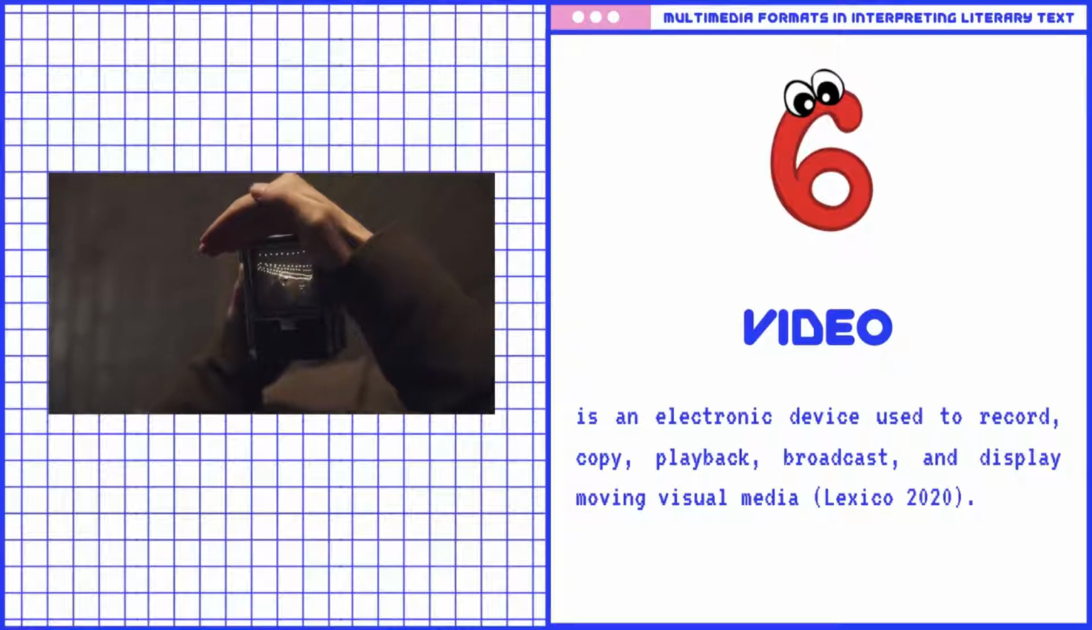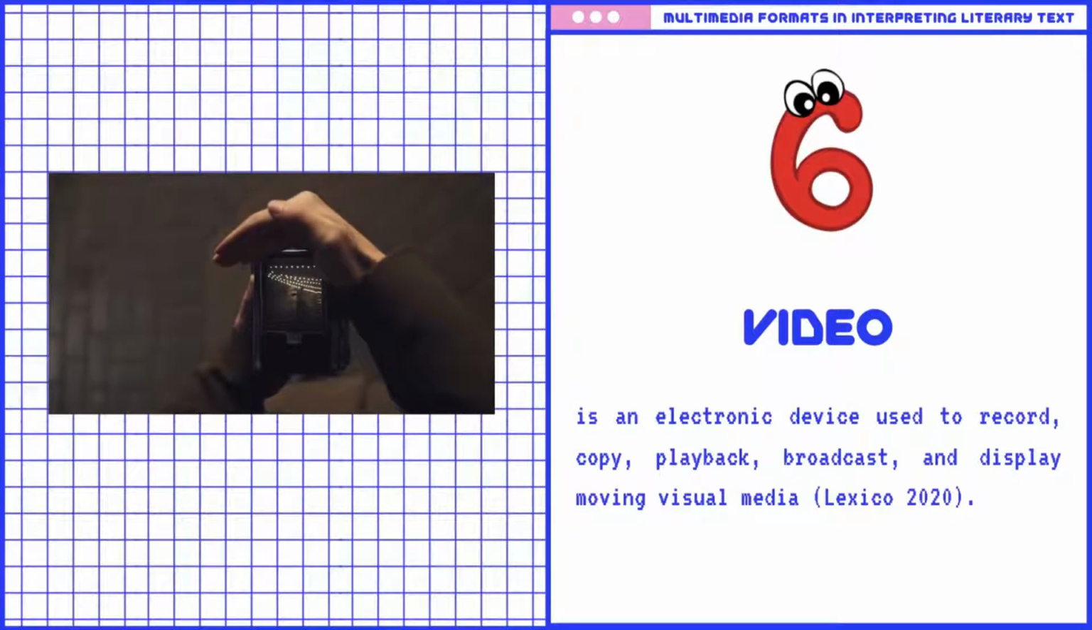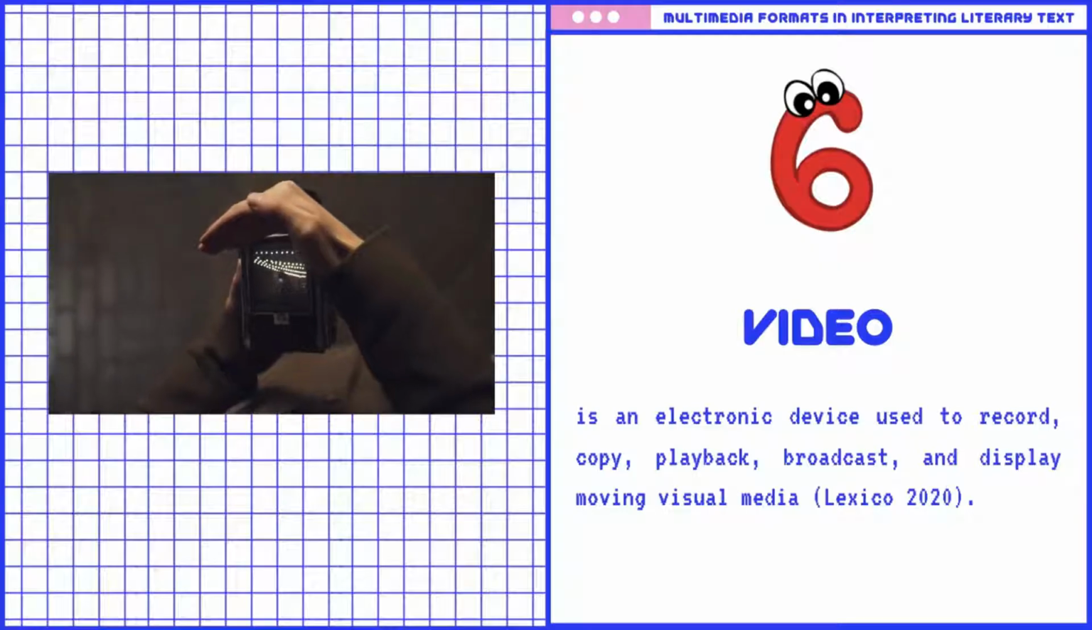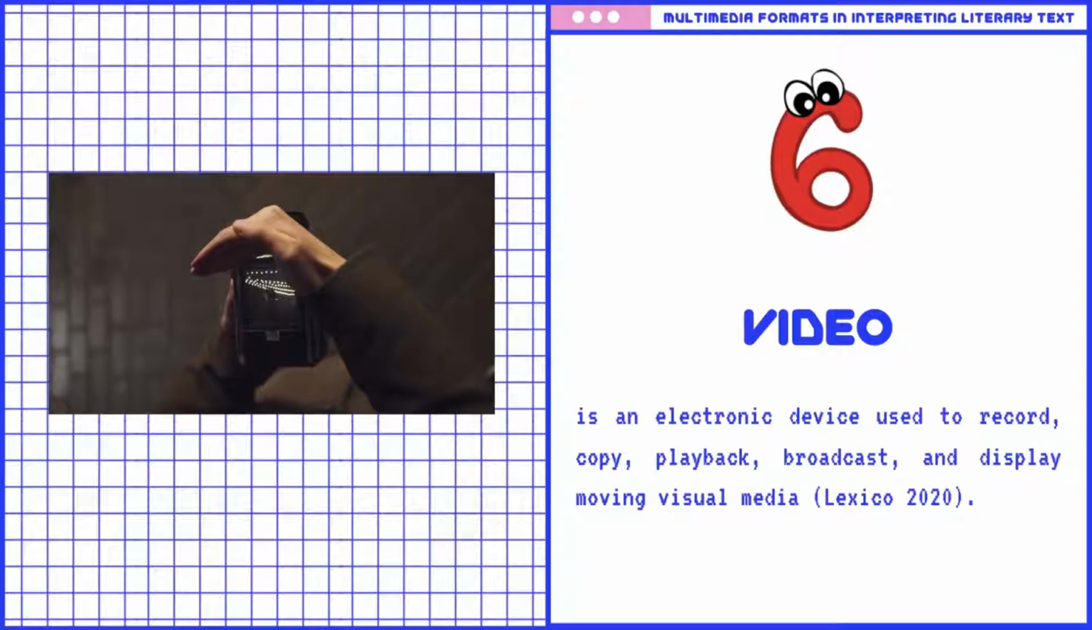Last but not the least, number 6, video. It is an electronic device used to record, copy, playback, broadcast, and display moving visual media. So simply, what you view right now is a kind of video. Any moving material that was recorded, copied, played back, or broadcasted is a form of video. And this is the very usual thing among these multimedia formats that we encounter.